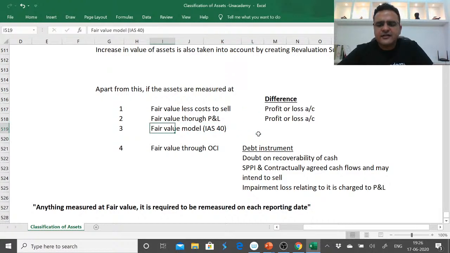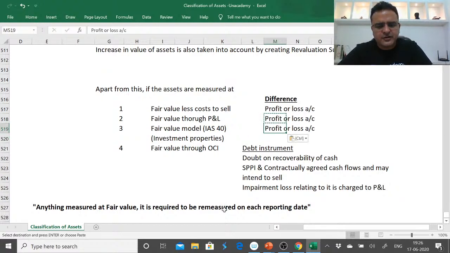Then as I said, in India, Ind AS 40 only uses the cost model, and there is no fair value model, because the fair value model is applicable only under IAS 40. This model is specially for investment properties. It is not used in India, but for your knowledge I am sharing that IASB gives a fair value model, and these investment properties, land and building, held at fair value are also required to be remeasured on each reporting date, and the difference is taken to P&L.